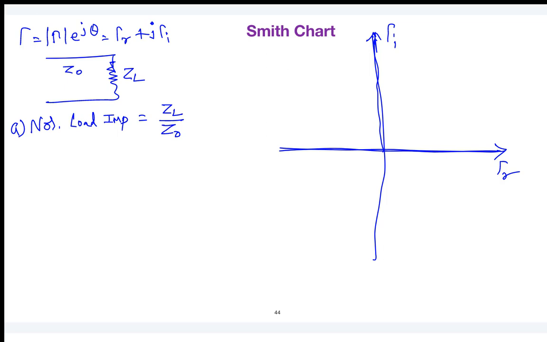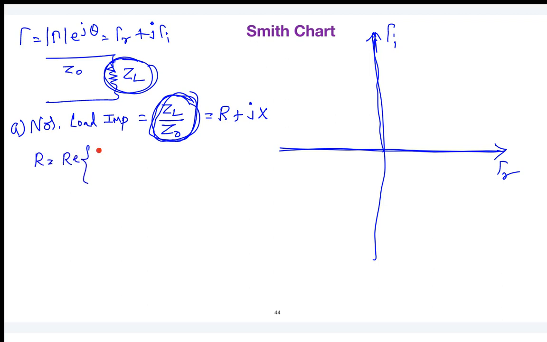Now, by looking at this equation, can you tell me whether the normalized load impedance is a real number or a complex number? Tell me quickly. Complex. Yeah. You don't know what kind of load you are going to connect to the transmission line, right? If you connect a complex load, the ratio is also going to become a complex number. So if I generalize it, the normalized load impedance is a complex quantity, which is R plus jX, where R is the real part of the normalized value and X is the imaginary part of the normalized value.